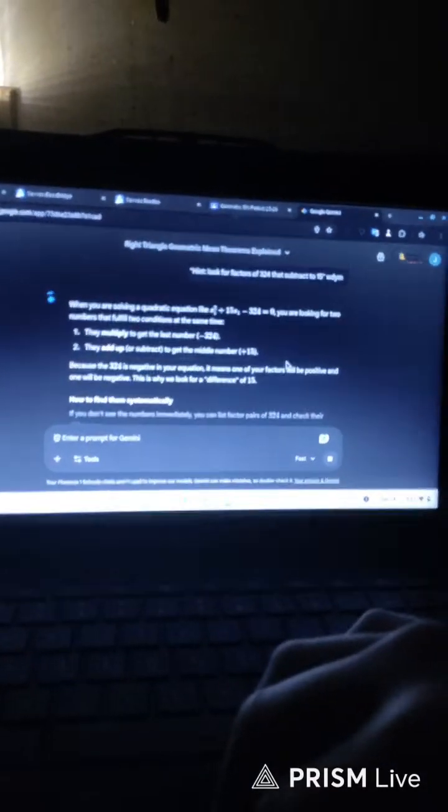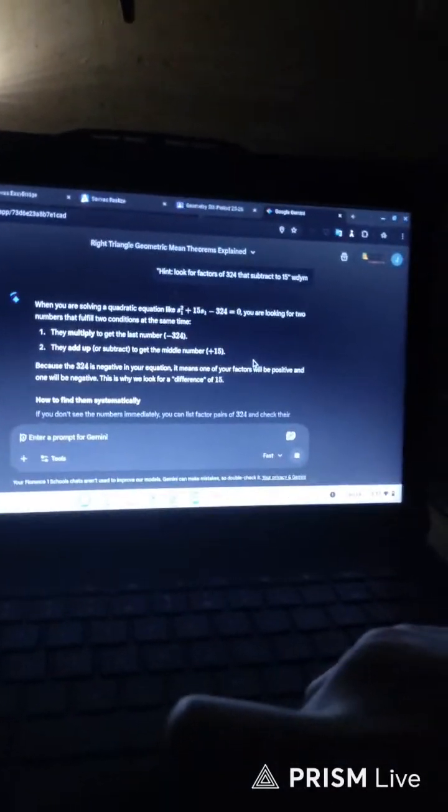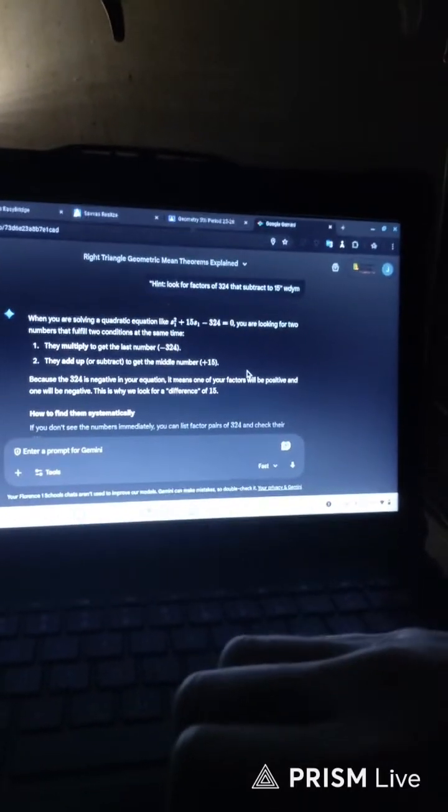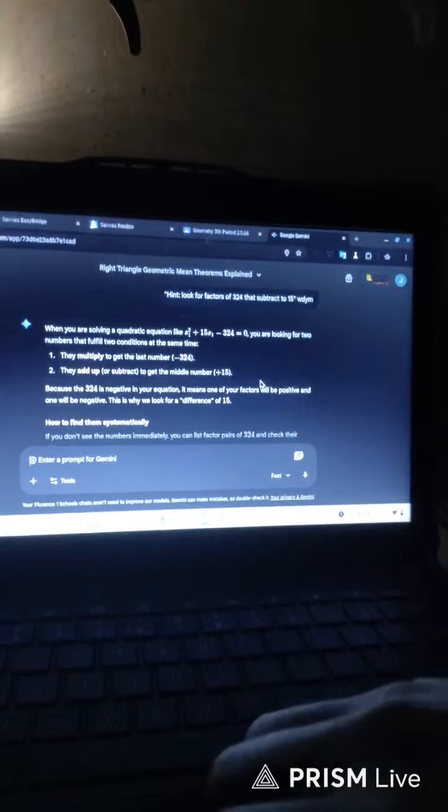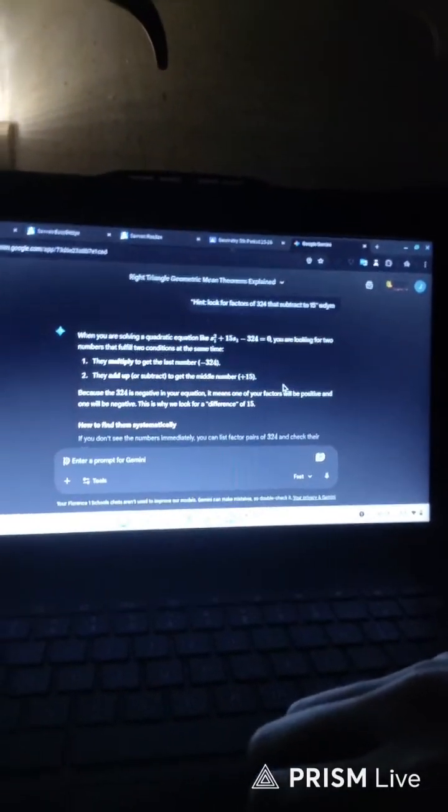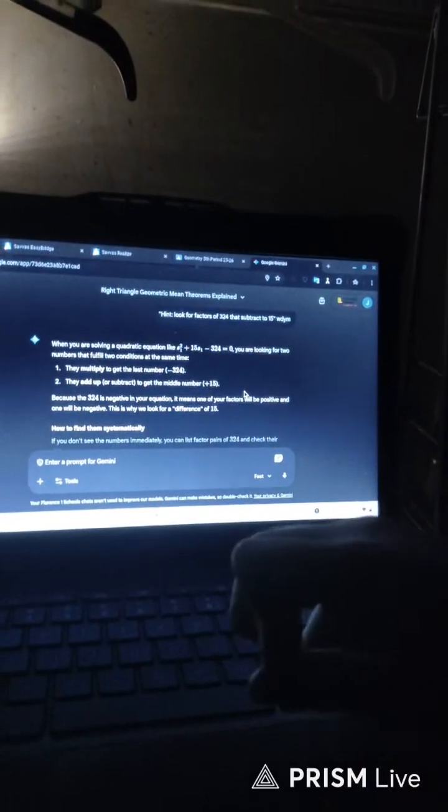You're solving a quadratic equation like S1 squared plus 15S1 minus 324 equals 0. You're looking for two numbers that fulfill two conditions at the same time. They multiply to get the last number, minus 324. They add up or subtract to get to the middle number, plus 15. Oh, okay. Because 324 is negative in your equation, one of the factors will be positive and one will be negative. That's why we look for a difference of 15.